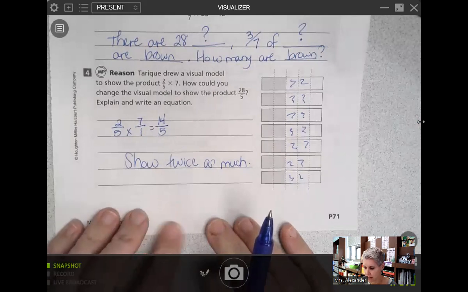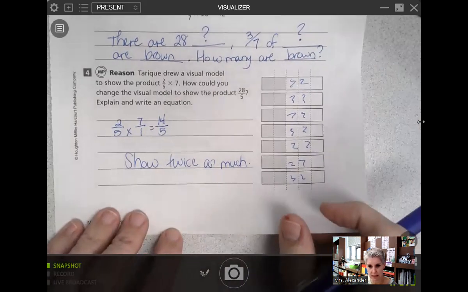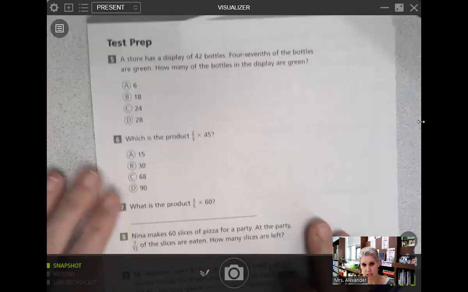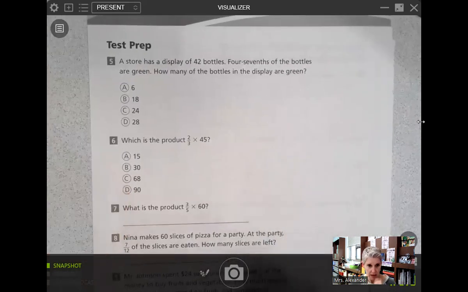All right, that's it for the review of the lesson. Let's look at our test prep. A store has a display of 42 bottles. 4/7 of the bottles are green. How many of the bottles in the display are green?